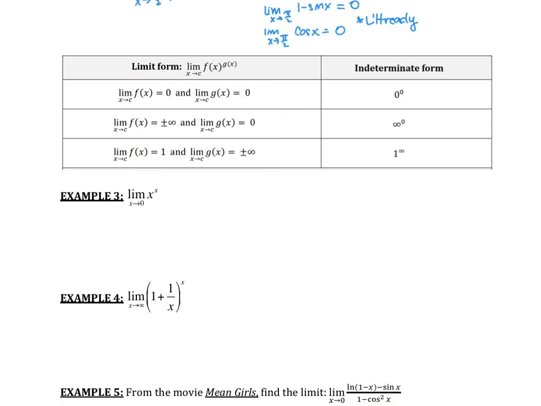Let's look at our last three indeterminate forms: 0 raised to the 0, infinity raised to the 0, or 1 raised to the infinity power. Each of these is going to be solved using logs. And I will also link the explanation as to why we use logs in this case, the backstory and how it's actually built.